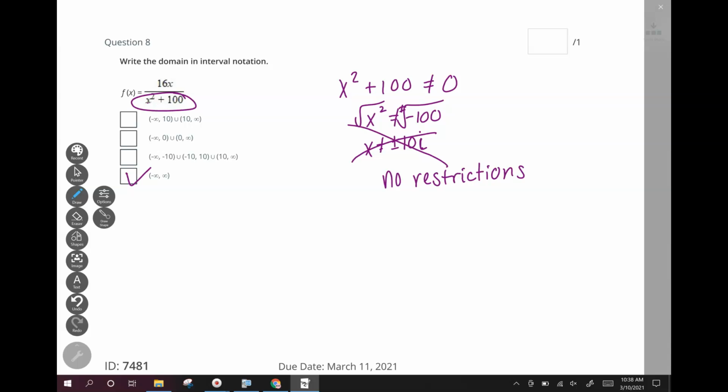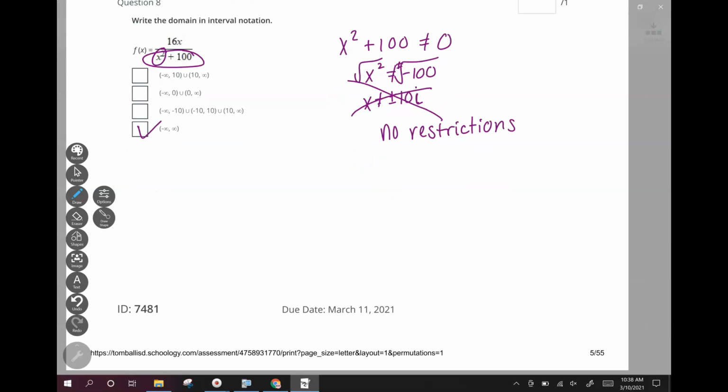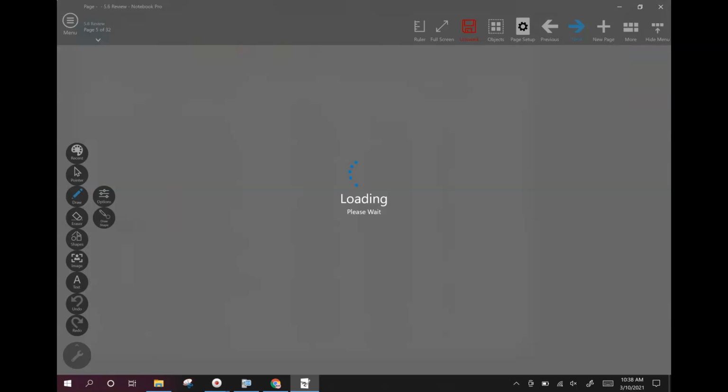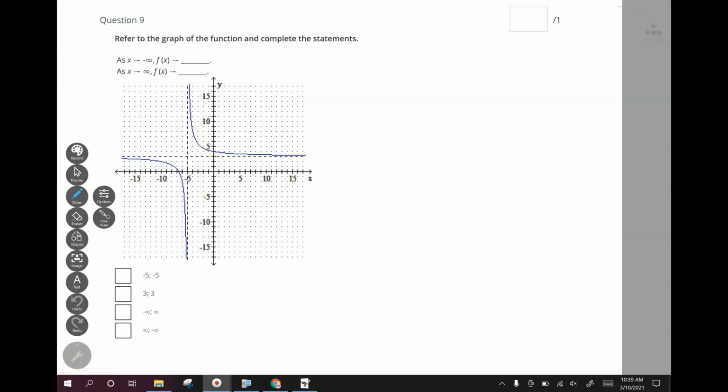Our restrictions, we get them here because we can't divide by 0. Well, in order for x squared plus 100 to equal 0, x squared would have to equal -100, right? -100 plus 100 is 0. But anytime you square a number, doesn't it become positive? Because this is going to be a positive plus a positive, there's no way for it to ever equal 0. So no restrictions on that, where we have an x squared plus 100 in the denominator.